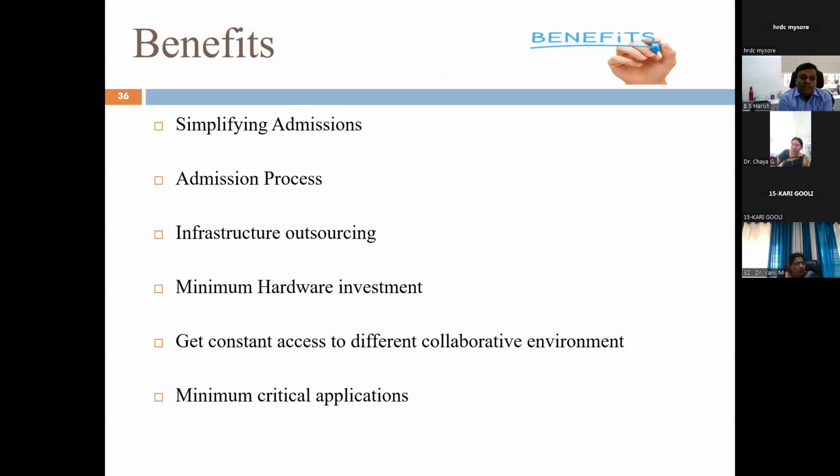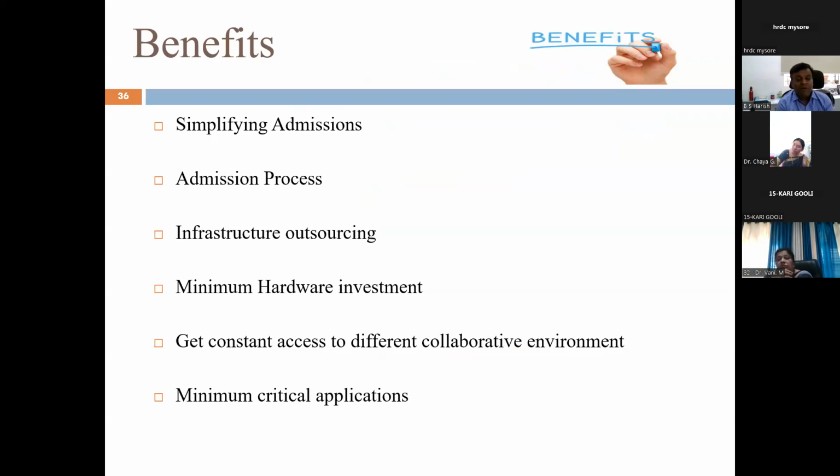And then you have the infrastructure outsourcing, right? Where you need not purchase any infrastructure that is required for your domain, you can make use of the cloud to take the infrastructure as a service for your research work or for your domain.